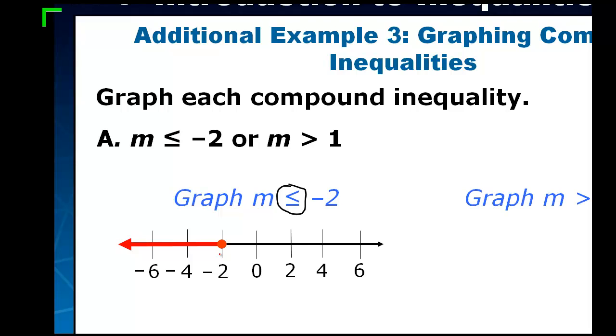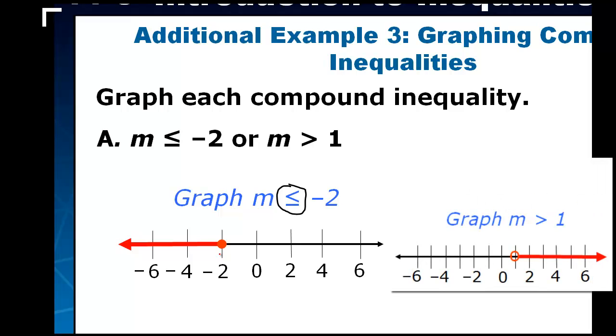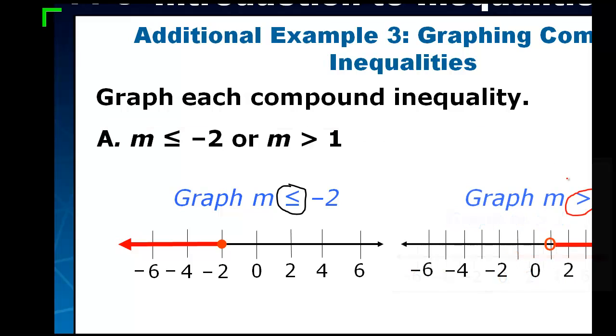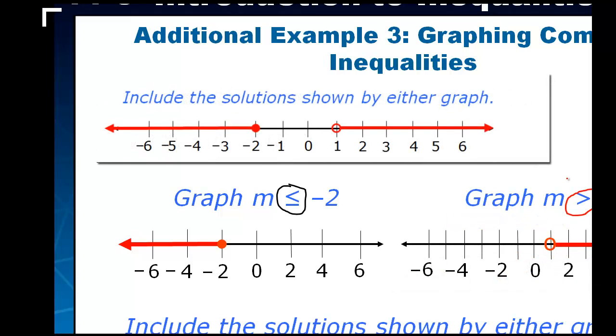Then let's graph m bigger than 1. On our number line, I will go to 1 and draw an open circle. Why open circle? Because here it's without equals. So 1 is not with us. All the numbers bigger than 1, and 1 is not included. I will shade here all the numbers bigger than 1. Let's combine these two graphs.